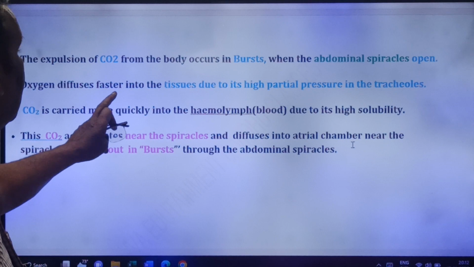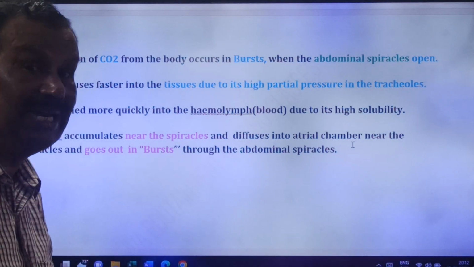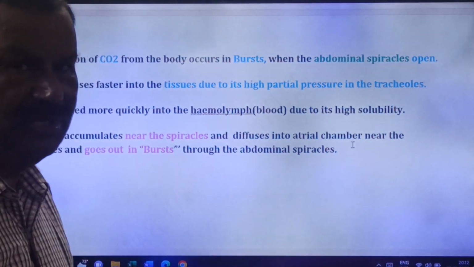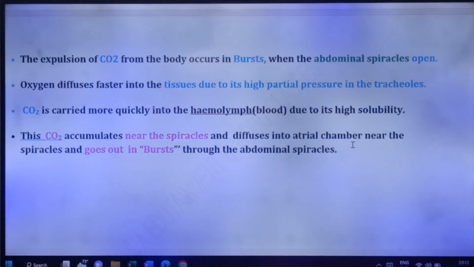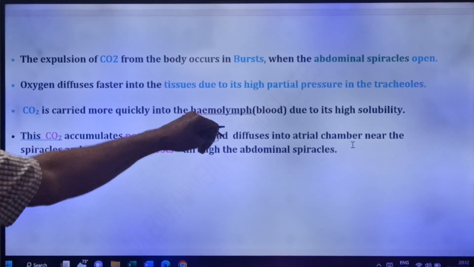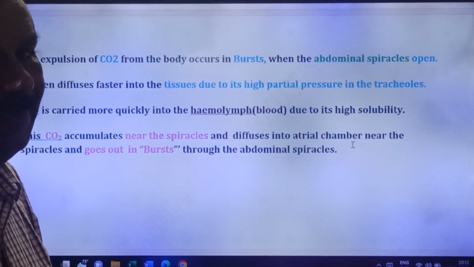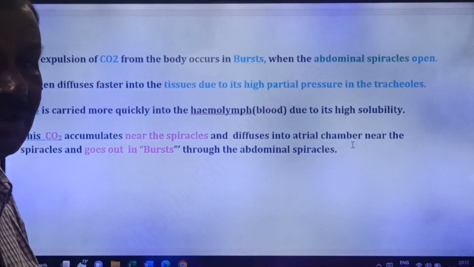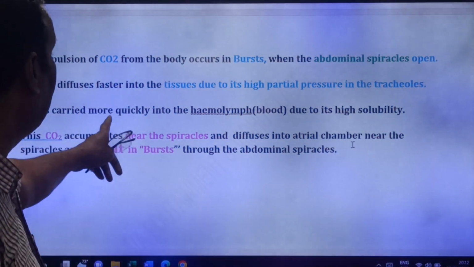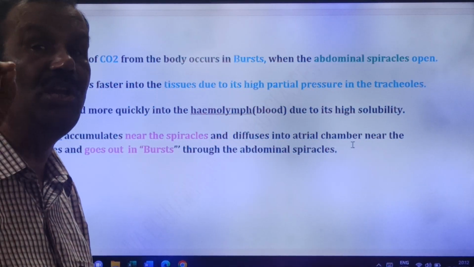Okay friends. Oxygen diffuses faster into the tissues due to its higher partial pressure in the tracheoles. Oxygen diffuses into the tissues due to what, friends? Due to higher partial pressure of the oxygen in the tracheoles. Now, carbon dioxide is carried more quickly into the hemolymph due to its high solubility. See friends, if you compare solubility, carbon dioxide has more solubility than oxygen. So carbon dioxide easily dissolves in the blood. So carbon dioxide is carried more quickly into the hemolymph, that is blood, due to its high solubility.